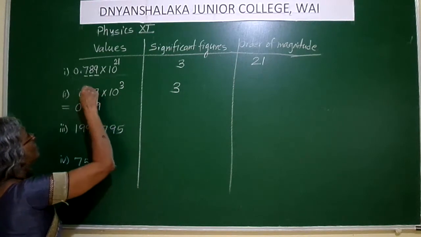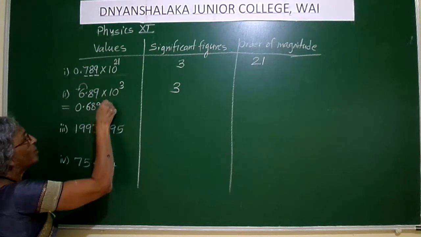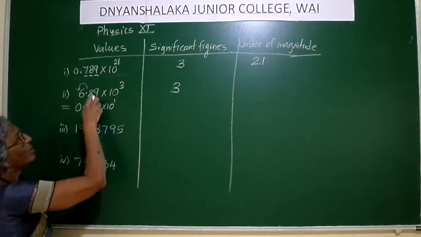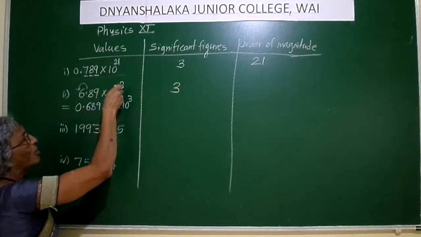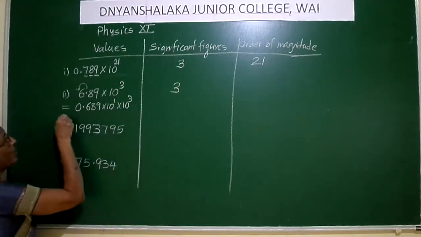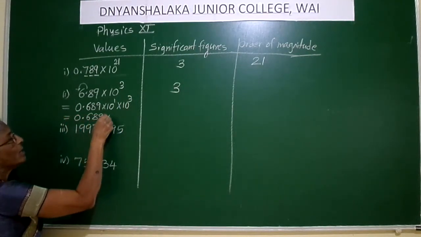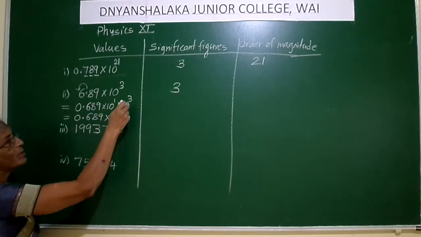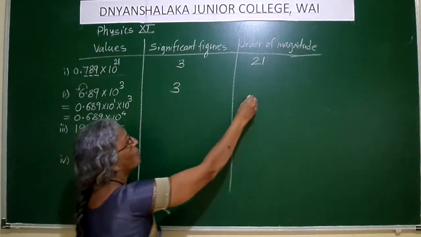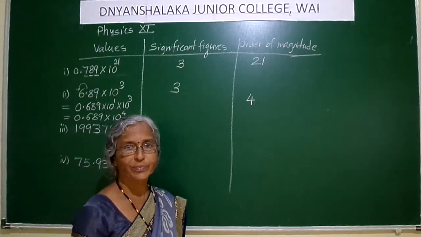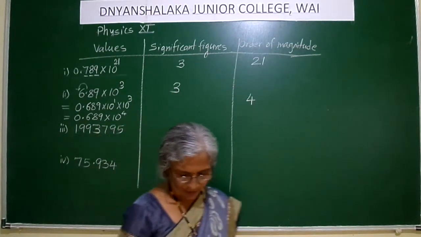But when I am shifting this decimal point from here to here, I will have to multiply it by 10 raised to 1 because one digit is being shifted, into this 10 raised to 3 which is already there in the value. So what will be this value? 0.689 into 10 raised to 4. 3 plus 1, 4. So significant figures 3, order of magnitude will become 4. Are you getting it? Sure? Okay.